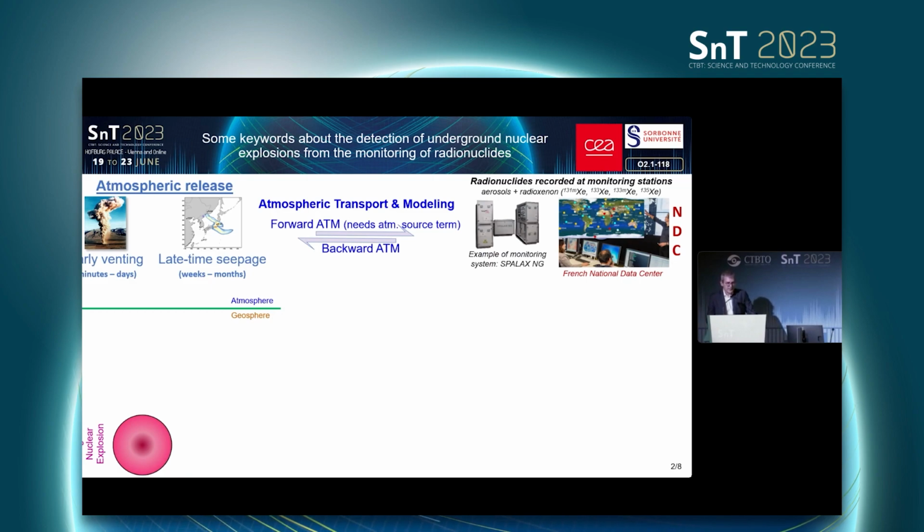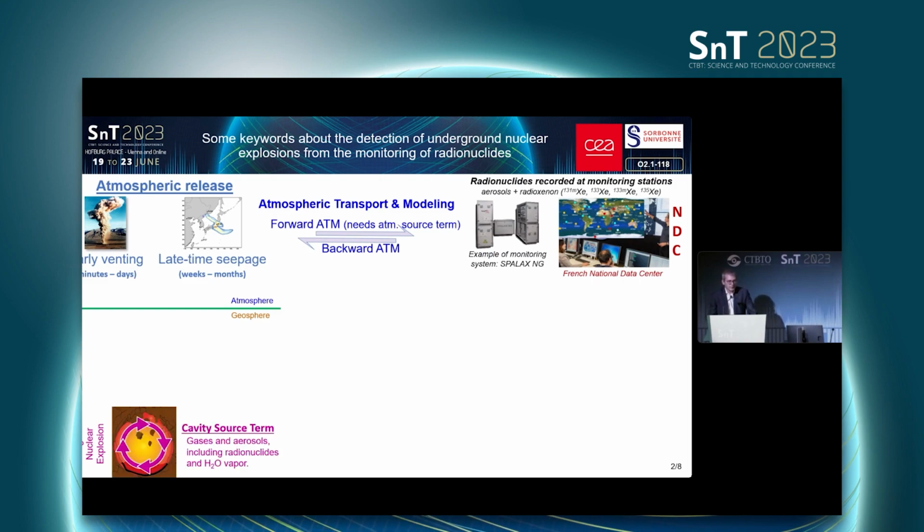Then forward ATM is used to quantify more precisely and predict when, where, and how much radioactivity could be detected at the monitoring stations. However, forward modeling needs an atmospheric source term, which is unknown. The nuclear cavity contains gases and aerosols, including radionuclides and H2O vapor under pressure, and the cavity source terms result from many physical and chemical reactions, processes that I will not detail here.